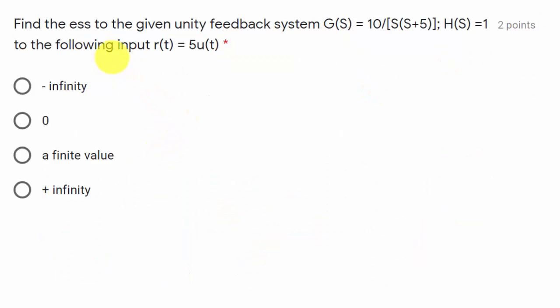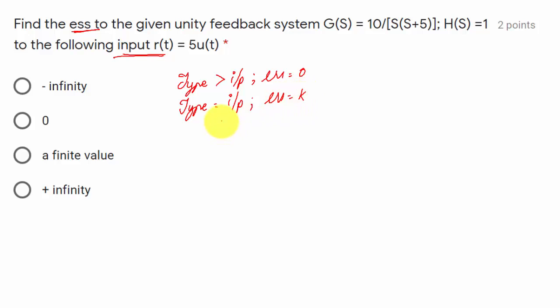Moving on to the next question, we have to find the steady state error. Directly we can find the steady state error with respect to the input you are giving and the type of the system. When the type is greater than the input, the steady state error equals 0. When the type is equal to the input, the steady state error will be a constant value. Whenever the type is less than the input, the steady state error equals infinite.